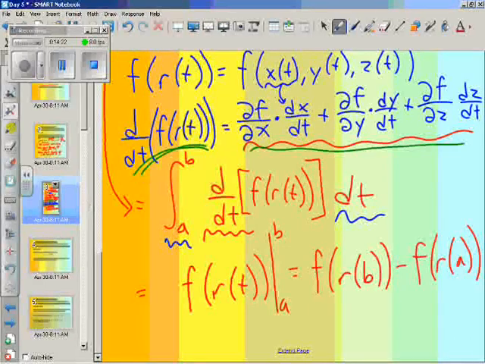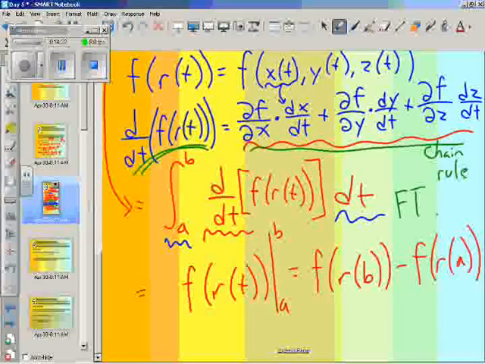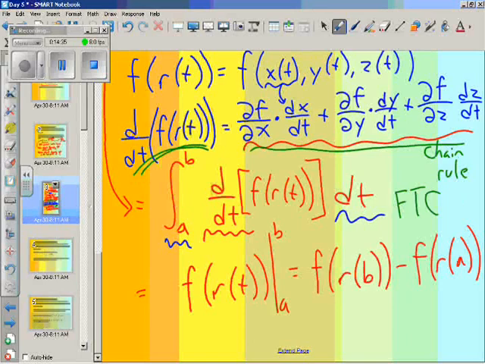And so the only real tricky step here is that we use the chain rule, and we use the fundamental theorem of calculus. Otherwise, it's pretty straightforward computation.